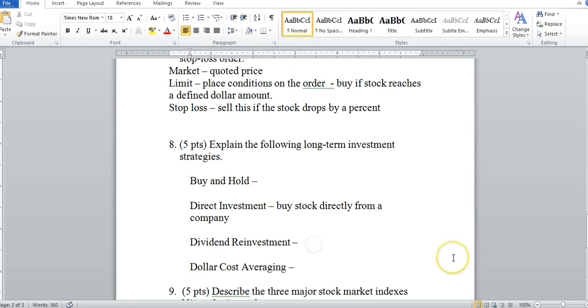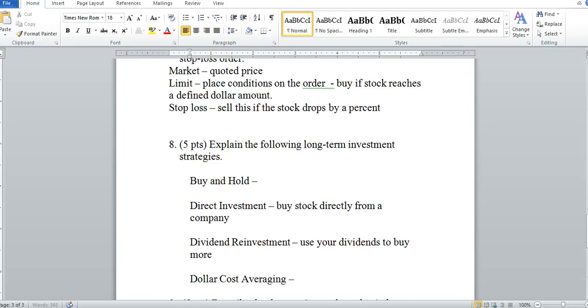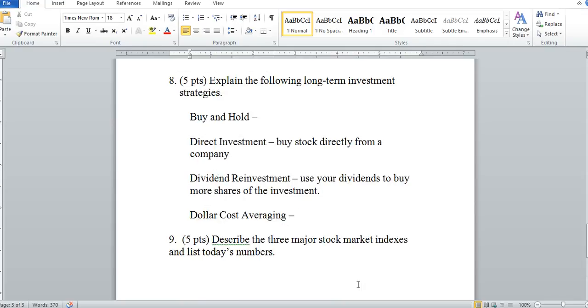Dividend reinvestment. Again, the annual dividend is posted, but it's paid in four installments throughout the year. So if you continually reinvest your dividends every time you receive them, it would really be a form of dollar cost averaging. So with dividend reinvestment, you go ahead and use your dividends to buy more shares of the investment. It's a form of dollar cost averaging, but you only do it quarterly. And of course, dollar cost averaging you're going to read about before.